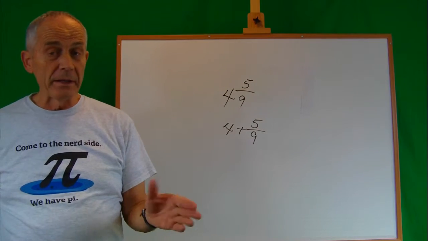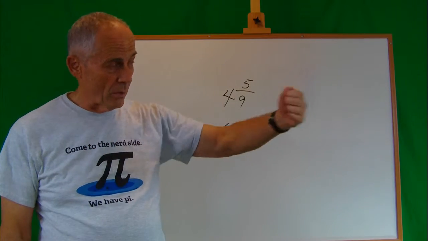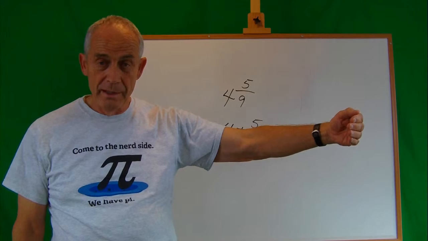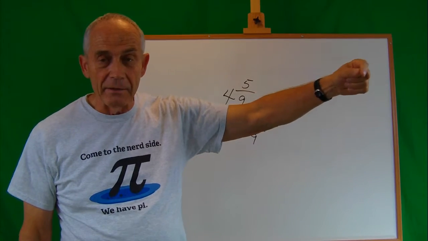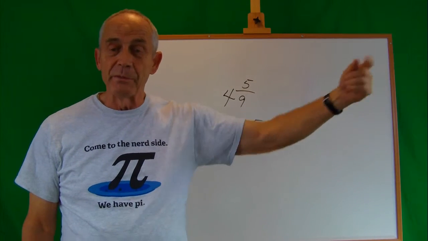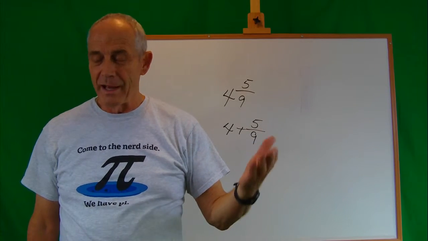And if I wanted to find it on the number line, I would go over to the number 4, and then I would go 5 out of 9 equal parts between the 4 and the 5. 4 and 5 ninths.